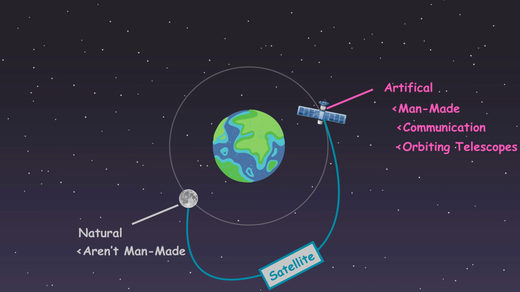On the other hand, artificial satellites are man-made objects that have been launched into orbit by humans, and they include the satellites we use for various purposes such as communication, global positioning systems, weather monitoring, and scientific exploration, including telescopes that orbit outside our atmosphere to observe space.